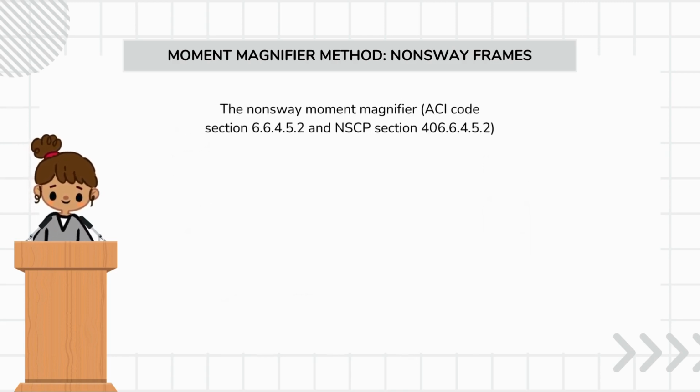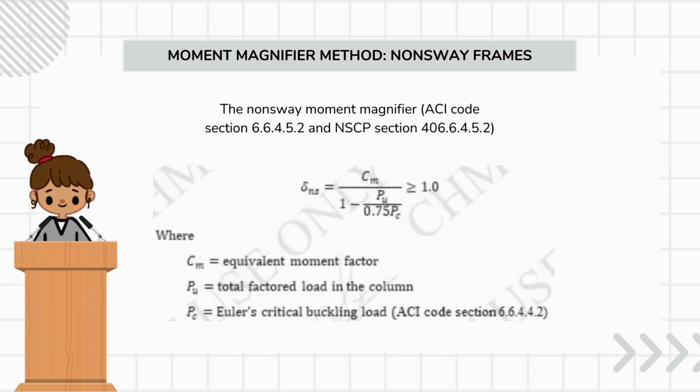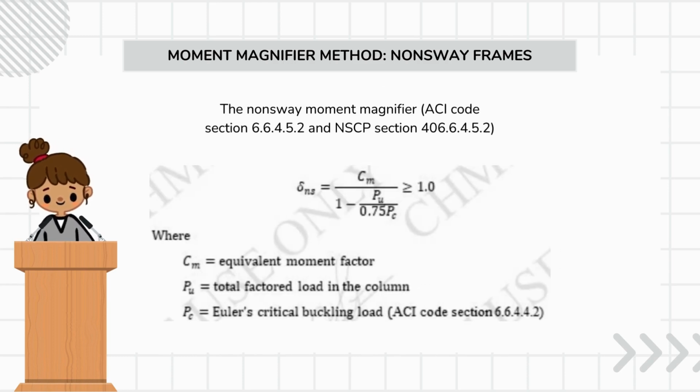The non-sway moment magnifier, according to ACI Code Section 6.6.4.5.2, δns is equal to Cm over 1 minus Pu over 0.75 Pc, which should be greater than or equal to 1.0. Where Cm is the equivalent moment factor, Pu is the total factored load in the column, and Pc is Euler's critical buckling load based on ACI Code Section 6.4.4.2. Also note that δns should not exceed 1.4 to maintain stability.